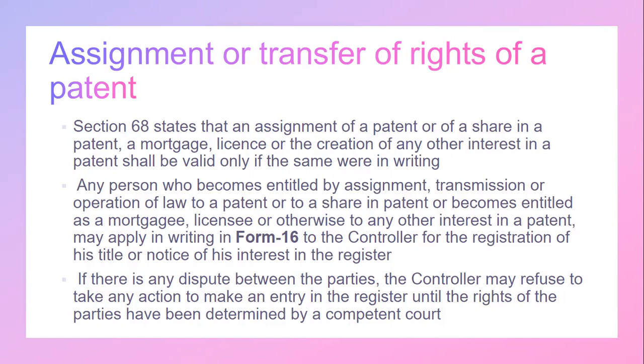Or even if you're not taking the assignment, you are taking a license, you have to inform the controller in Form 16. If there is any dispute between the parties, the controller may refuse to take action to make an entry in the register until the rights of parties have been determined by the competent court. For example, a person might say, I am the licensee, and the patentee says, no, this person is not the licensee because there has been some fraud or some problem in that licensing agreement. So this is a legal dispute which will go to the court. Until the court determines it, the controller may say, I am waiting for the court to give me a direction. And if the court decides in favor of the licensee, I will enter it. I will not act till the court gives a decision.